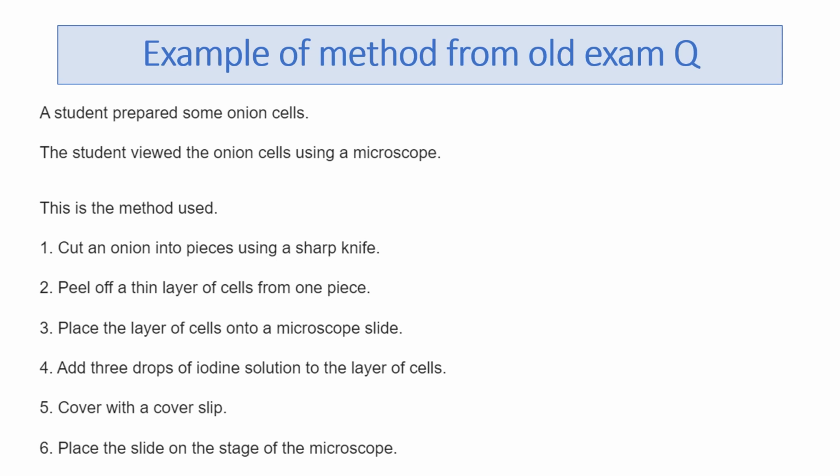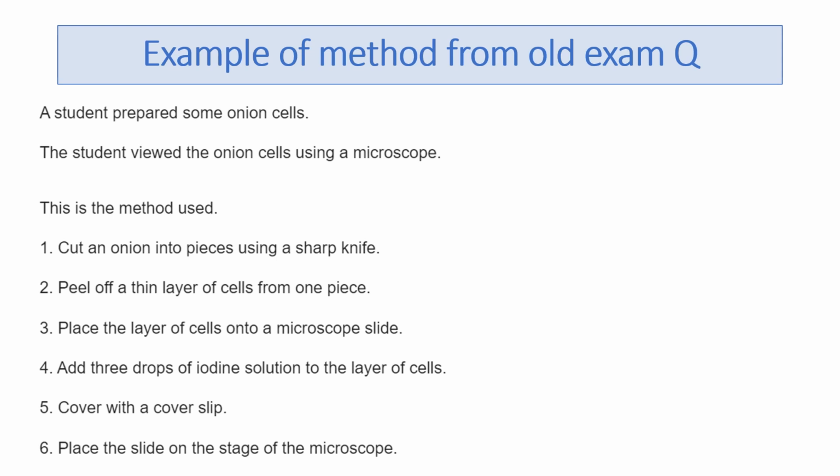So you might get given an exam question with the method, which means you won't have to describe the method yourself, or you might have to write it down. So I thought I'd show you this because it shows you the detail they would give you, which therefore you'd accept as the detail back. So the first thing this says is cut an onion into pieces using a sharp knife. Pull a thin layer off from one piece. So you need to think about why you do these things.